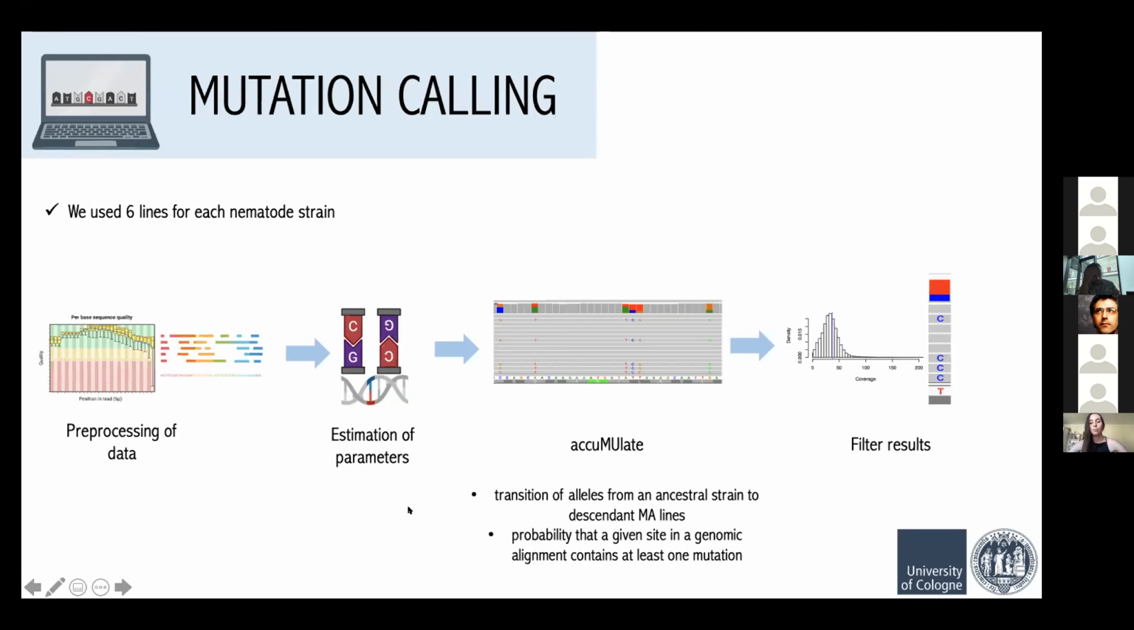These parameters were estimated because they were required for the tool Accumulate, which is what we used to obtain all the candidate mutations that had occurred. Here it looks at the transition of alleles from the central state, the starting point where we sequenced the reference, to the descendant mutation accumulation lines. This gives us a high number of mutation candidates, which we then filter through several steps. For instance, we look at coverage ranges, and we check that mutations are only present in one of the lines, and that they are not present because of errors in mapping.